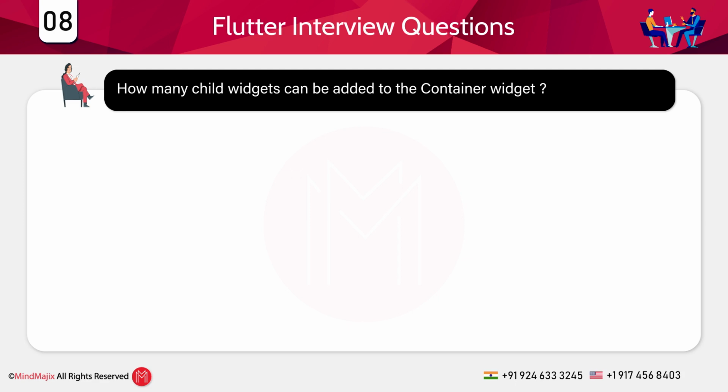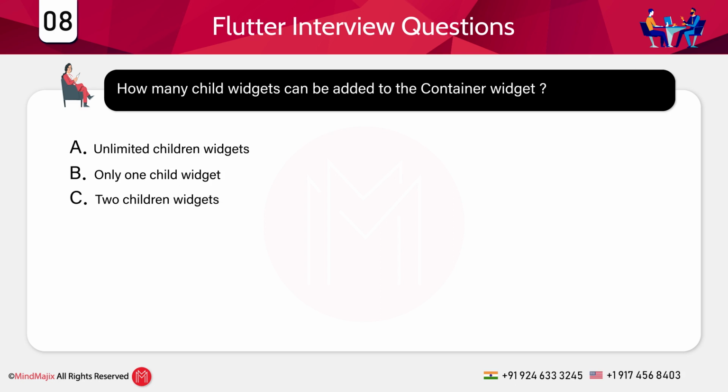So this is a very interesting question, that how many child widgets we can add to a container. Unlimited children widgets, only one child widget, two children widgets, three children widgets. So we have used the children property as well as a child property in different widgets. But when it comes to a container widget, in that scenario, if you remember closely, then we use only the child widget. That is, the answer will be option number B.